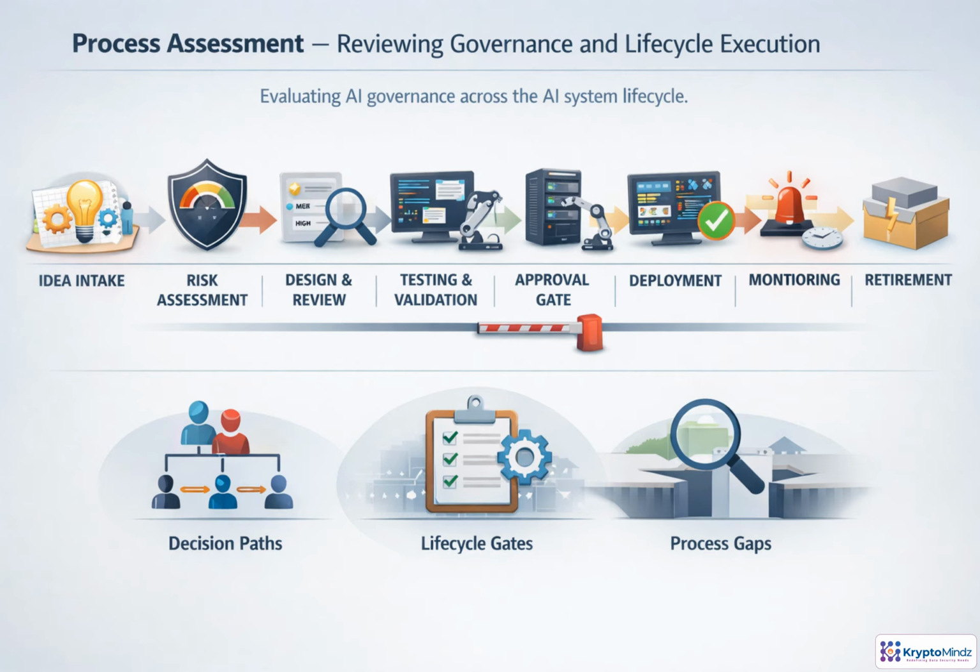Process assessment looks at whether governance actually happens from start to finish. Follow an AI use case from intake through risk assessment, design, testing, approval, deployment, monitoring, and retirement. At each gate, look for clear owners, decision rights, escalation paths, and separation of duties. The evidence should show repeatable workflows, documented approvals, and consistent risk classification. Weak processes often show up as informal sign-offs, skipped revalidation, unclear handoffs, or incident steps no one owns. The goal is to confirm that lifecycle controls work end-to-end under real operating conditions.